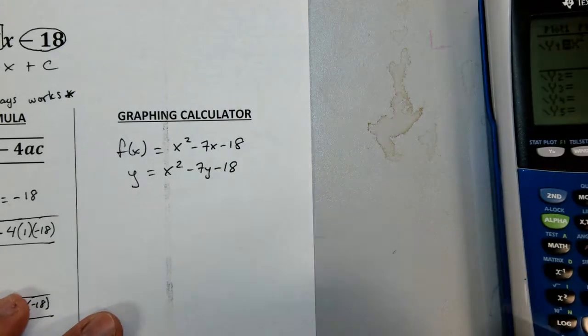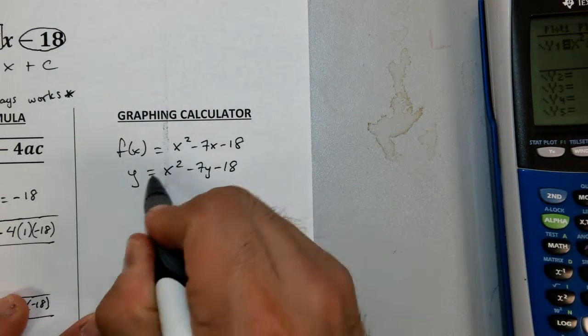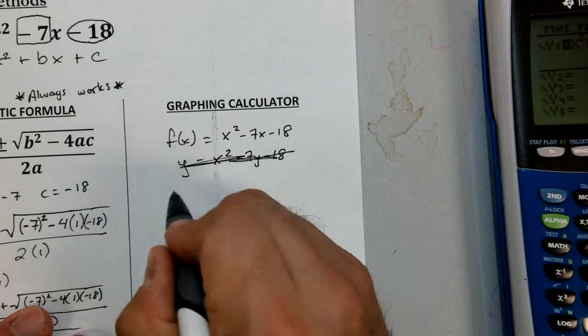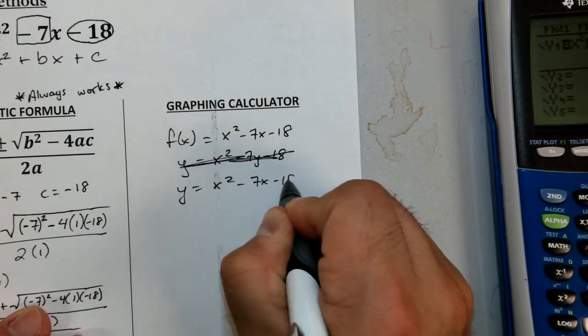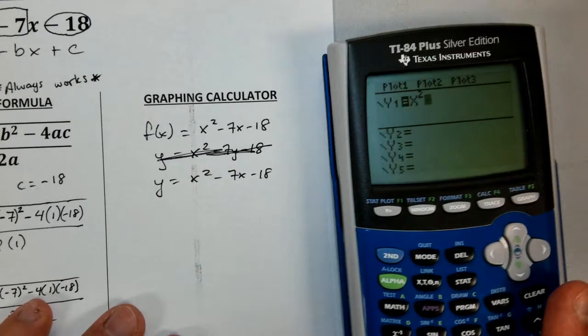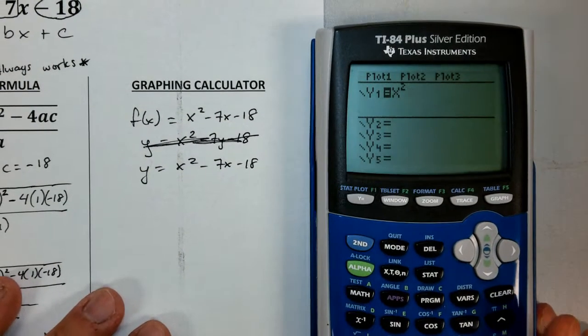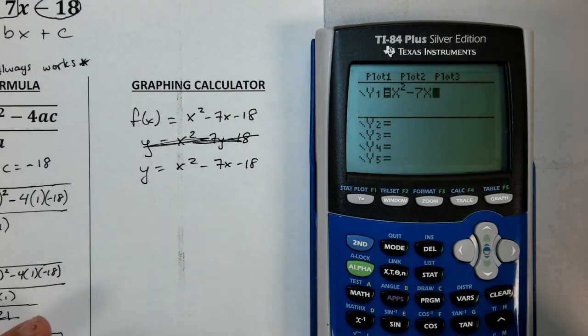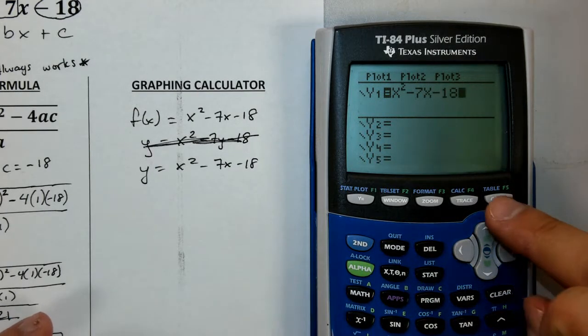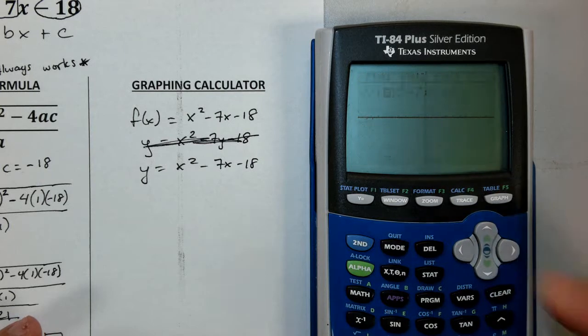Did I just put 7y? I did. That's embarrassing. Y equals x squared minus 7x minus 18. It is 8 o'clock, guys. Give me some mercy here. X squared minus 7x minus 18. Okay, and now you just hit graph it.